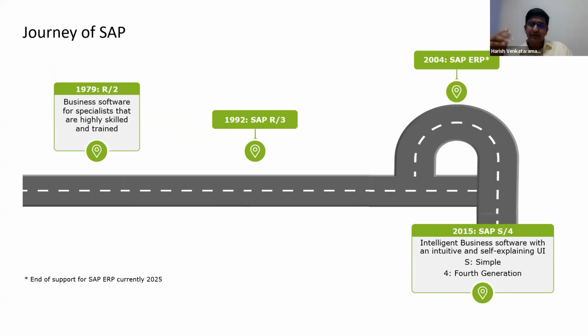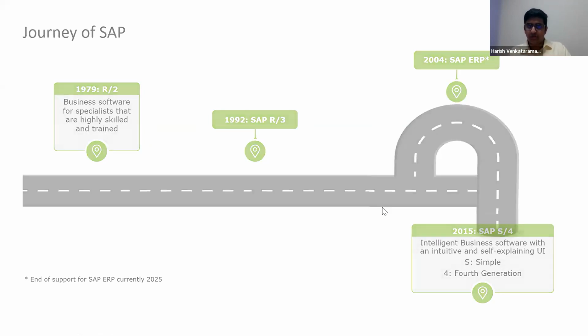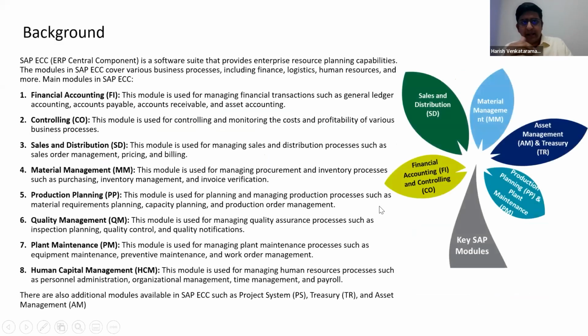But in 2005, something radical happened, wherein SAP brought in SAP S4, the fourth generation of SAP. On a very high level, we will look at the key difference between SAP S4 and ECC in the upcoming slide as well, which predominantly has to do with the in-memory computing that SAP S4 brought in, right?